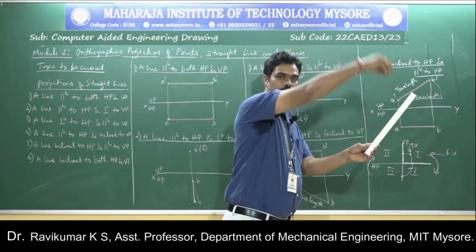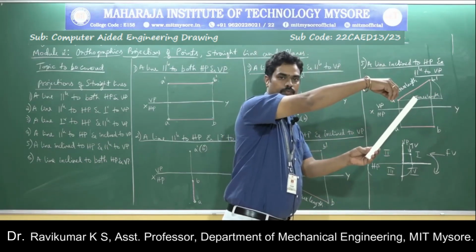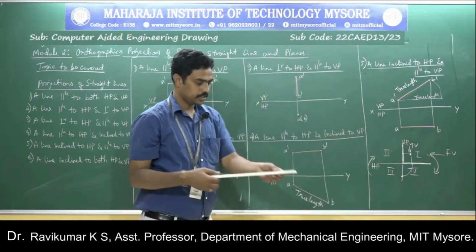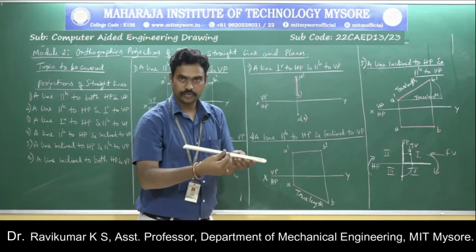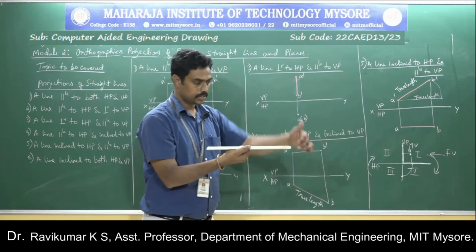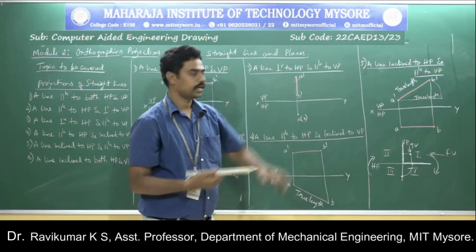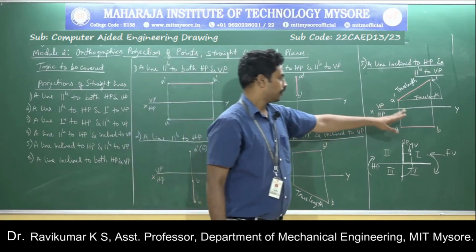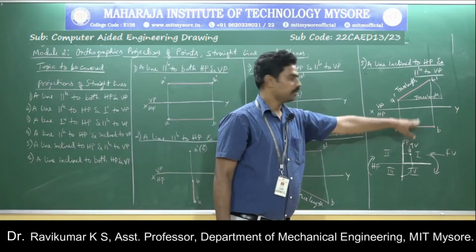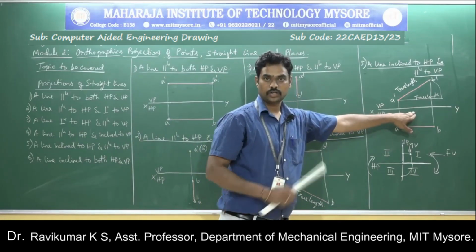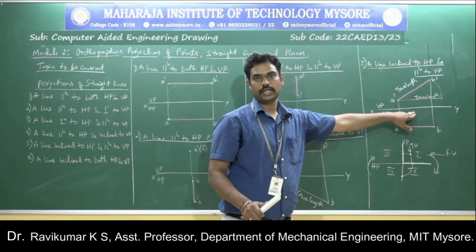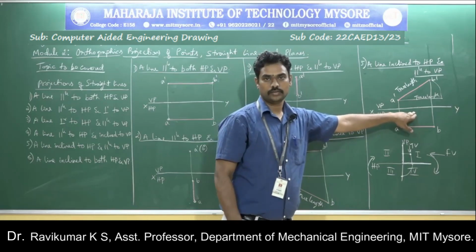It is not straight if you look at it from the top view. And here, A dash, B dash, it is not straight when you look at it from the front view. It is not straight, but it is appearing straight. So if a line appears straight with respect to the XY line, then it is two-dimensional.